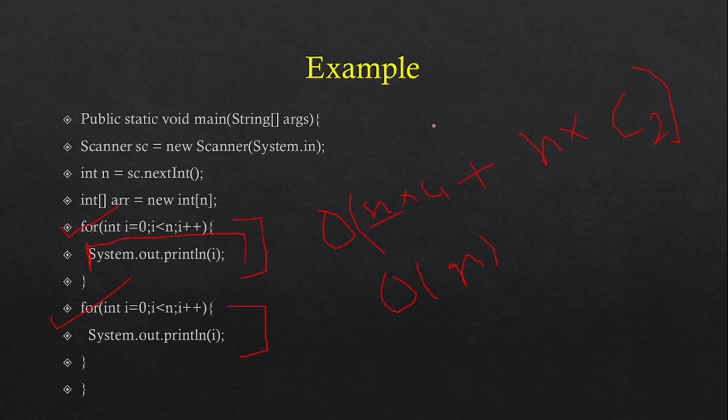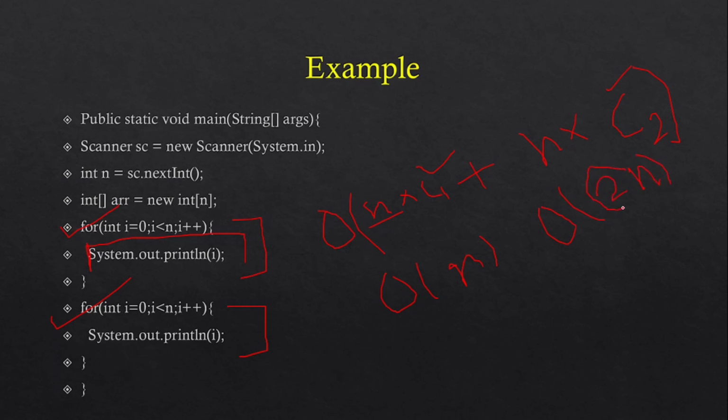To calculate the time complexity you have to avoid the constant parts, right? So c1 and c2, you have to avoid this c1 and c2 part. Okay, and then order of 2 into n, right?